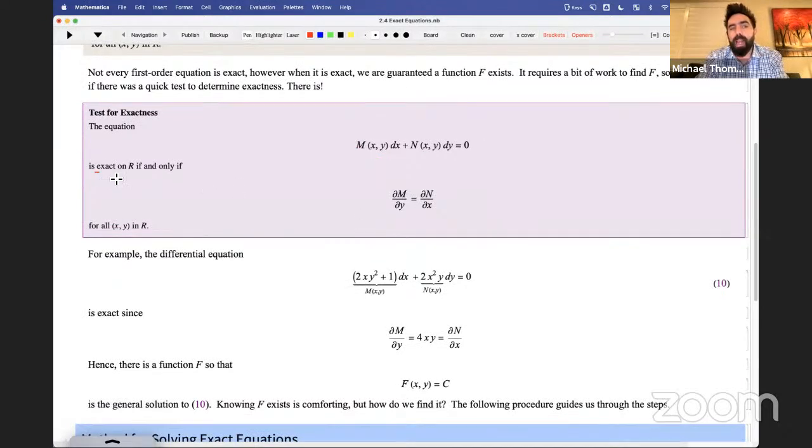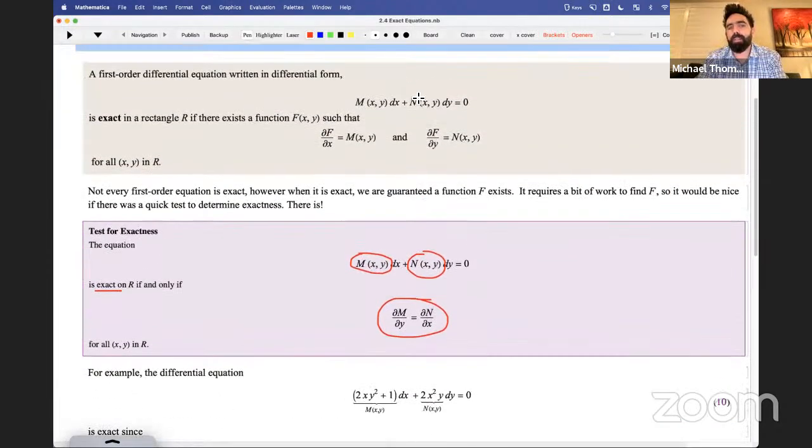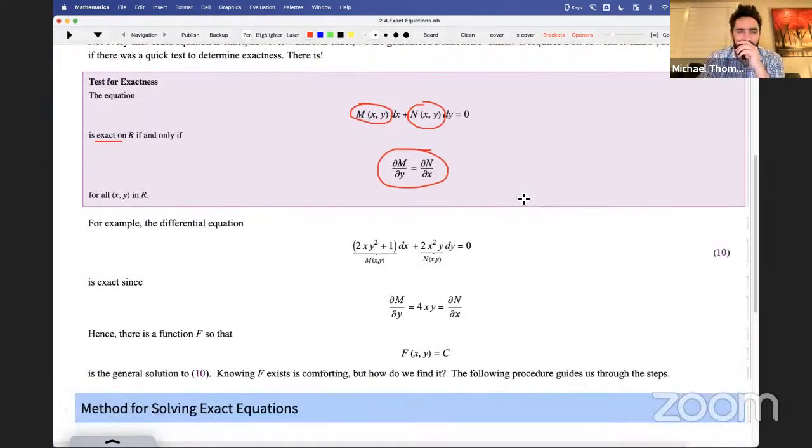And you can tell if it's exact if you take the partial of M with respect to y, and then you take the partial of N with respect to x. And if those are equal to each other, then you can conclude that the equation is exact. And if it's exact, then these two things must hold. Okay, so we're going to test for exactness, and then once you test for exactness, you'll have confidence that there's a solution. So let's look at an example.